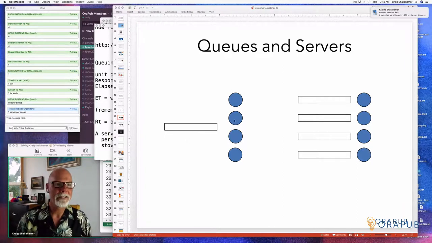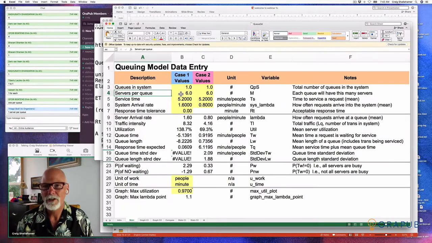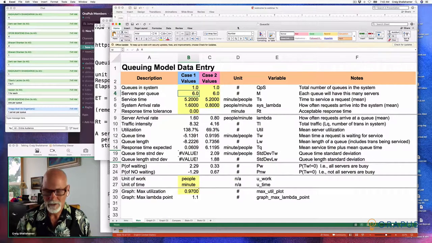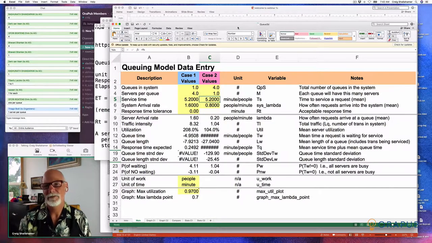You say, well, what's the big deal? Because the queuing theory math needs to know that. By just changing a couple of those numbers, we can define all sorts of different types of queuing systems. And that's why we do that. So to model what we have in our picture on the left, that would be one queue in the system, and there's four servers per queue. On the one on the right, there's four queues in the system, and we have one server for each queue. That's how you would actually do that one.